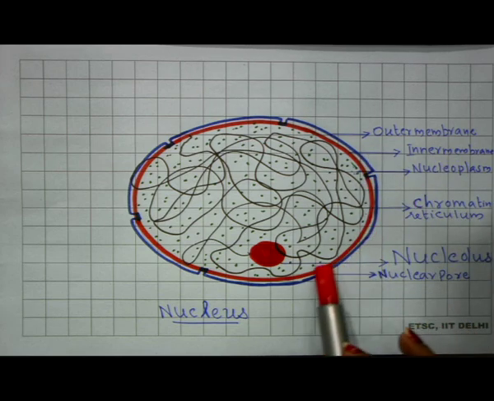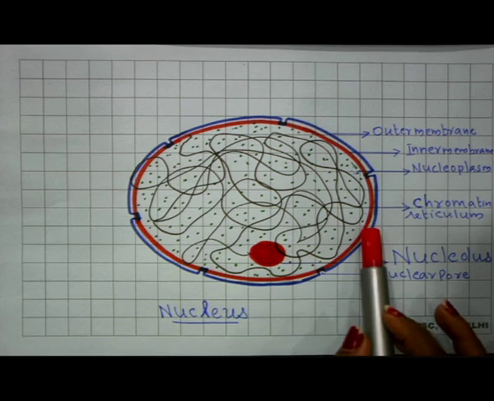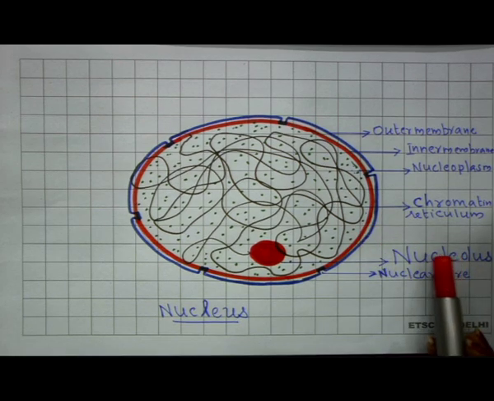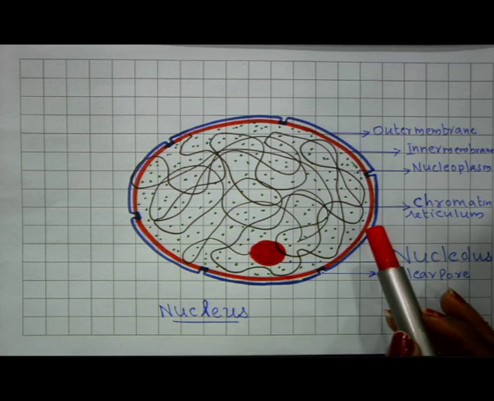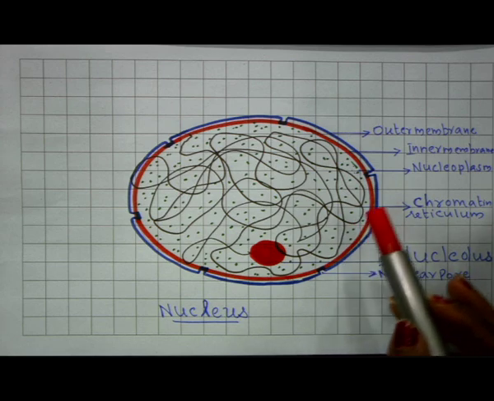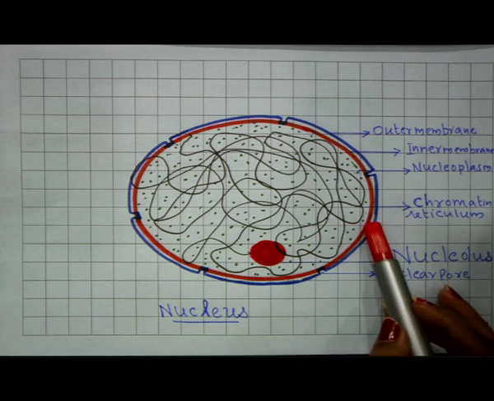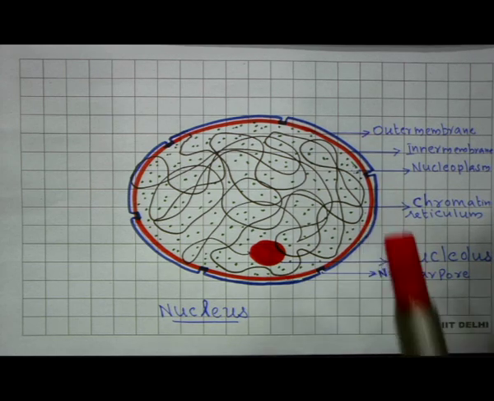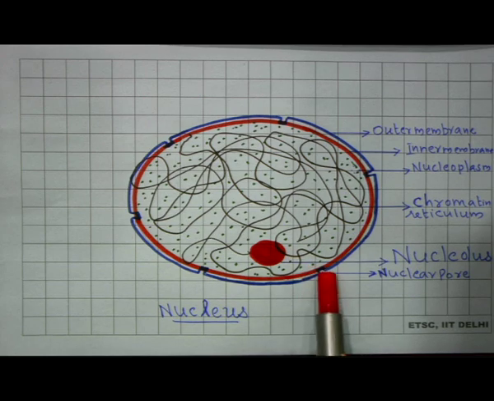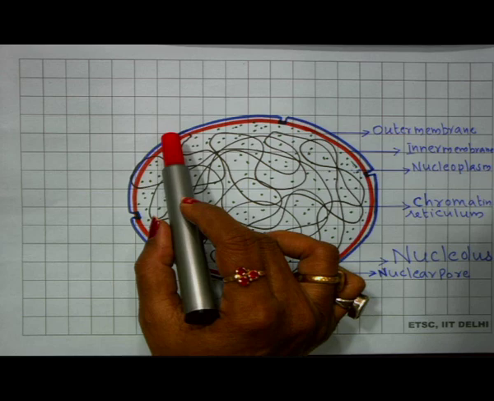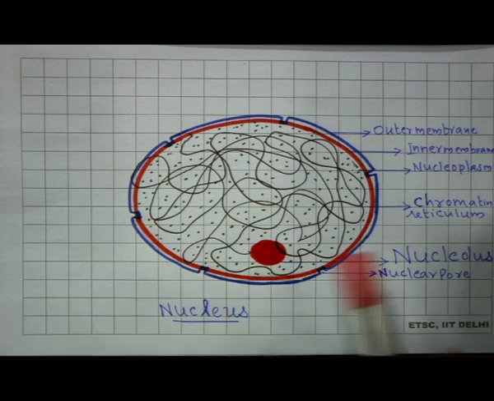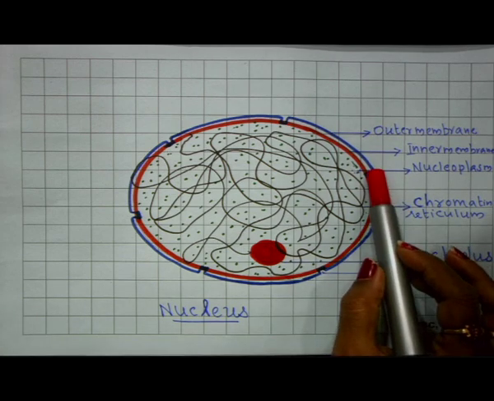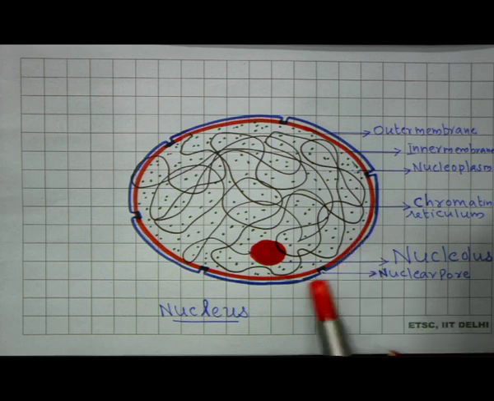See, here in between these two membranes you can see a small narrow space, just like that of the mitochondrion as well as the chloroplast, the perinuclear space. And here you can see in between, here and there are minute pores, and these pores we will call nuclear pores.